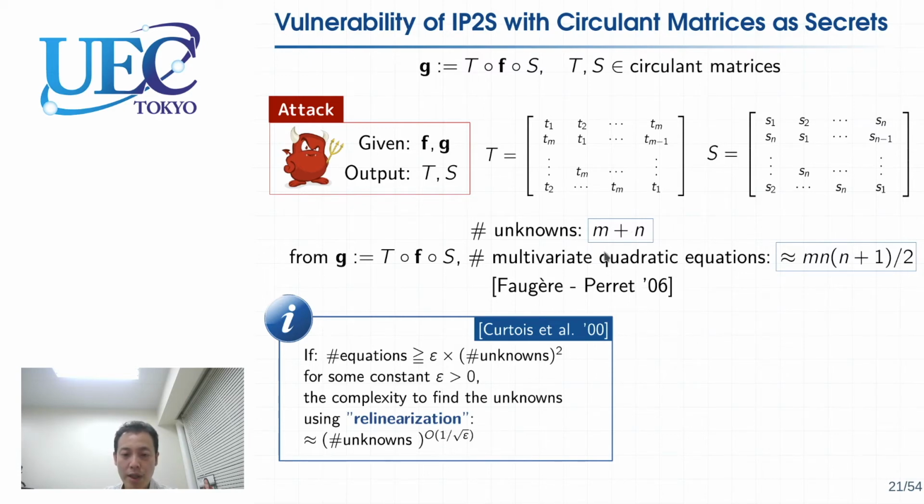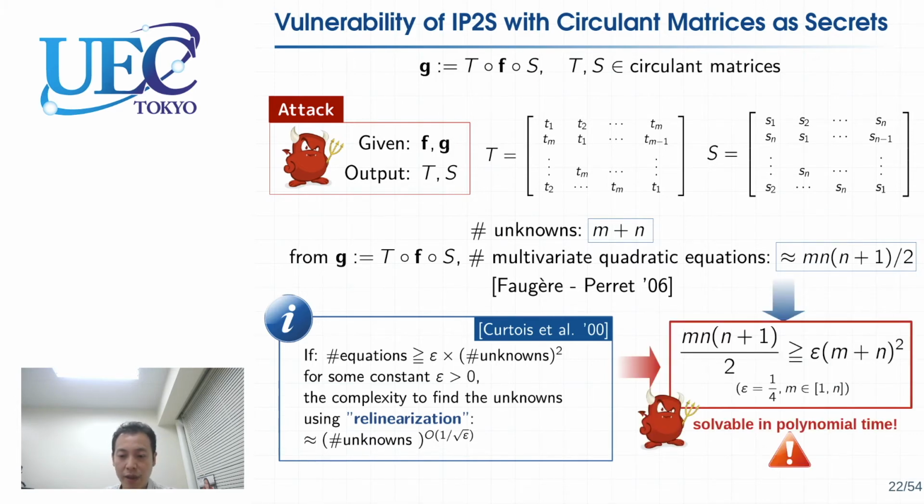So we put this number of unknowns and this number of equations into this inequality, and we got as follows. You can see that by setting epsilon to 1 over 4, this inequality is satisfied, which means that we can solve this problem in polynomial time, because epsilon is only 1 divided by 4. It's quite large.